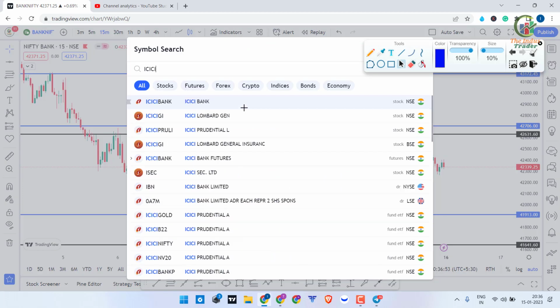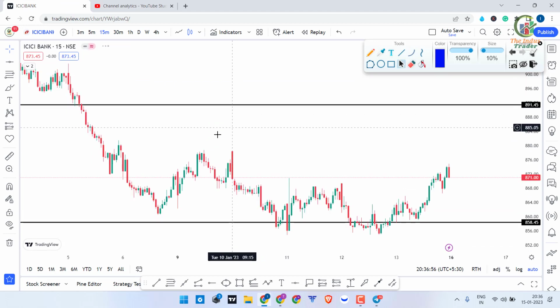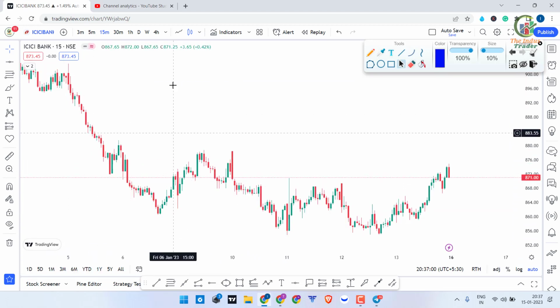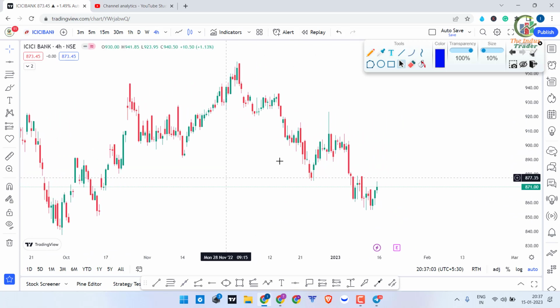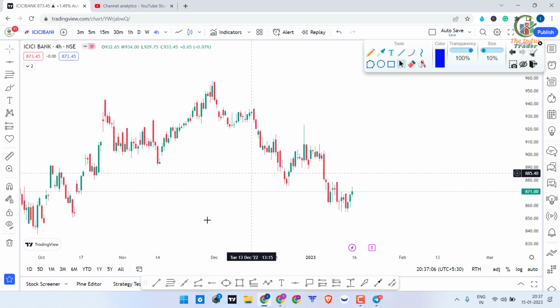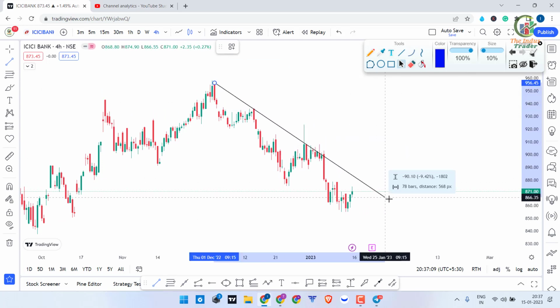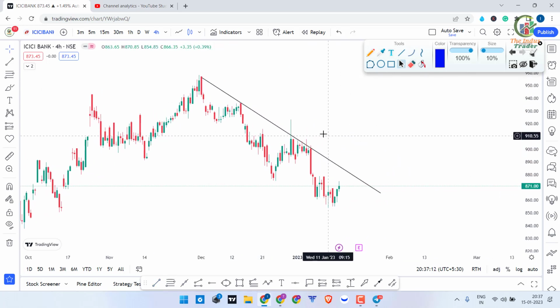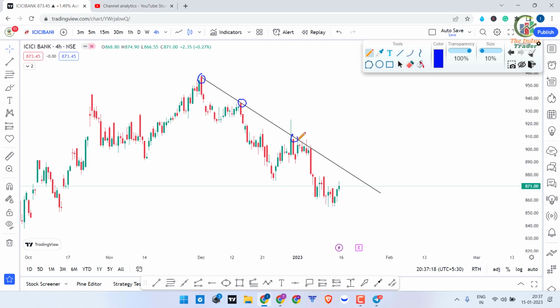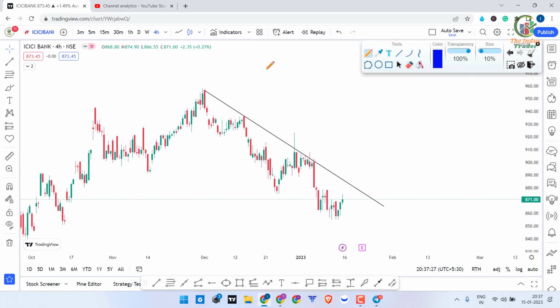Okay, so let me show you how to draw support and resistance using trend lines. Again, let me go to a higher time frame for better understanding. If you see, this particular stock, ICICI Bank, is in a downtrend, and this particular trend line is acting as a resistance. So this is how you can draw resistance in a stock. Here is a catch: we draw resistance in a downtrend and we draw support in an uptrend. So let me show you how.